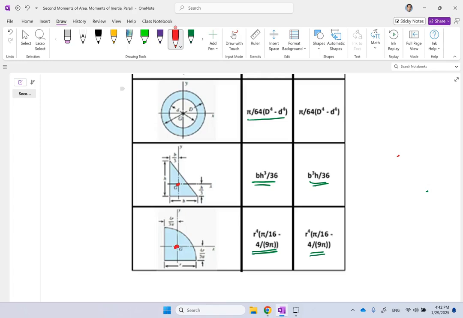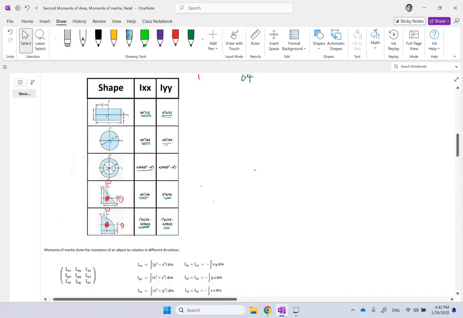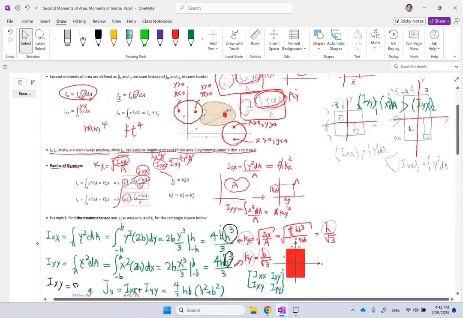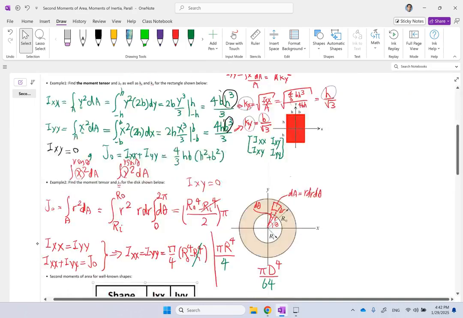So these moments are calculated with respect to the axes that are passing through the centroid. What if they are not passing through the centroid? Then we use what we call the parallel axis theorem, and I'm about to tell you in a few minutes from now. So these are all calculated with respect to axes passing through the centroid. And there is more. This table can be extended to a lot more shapes, but these are the most well-known shapes that you have.